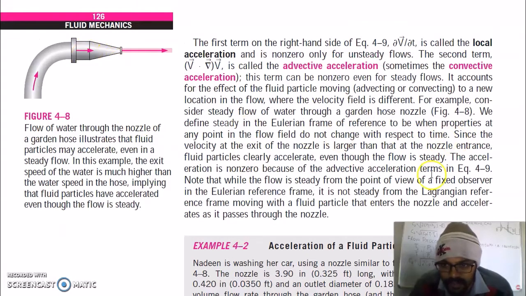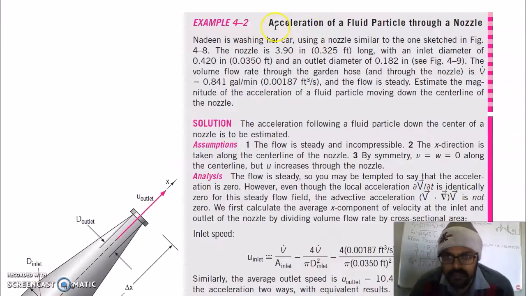Now in this case, since the velocity at the exit of the nozzle is larger than that at the nozzle entrance, fluid particles clearly accelerate even though the flow is steady. Note that while the flow is steady from the point of view of a fixed observer in the Eulerian reference frame, it is not steady from the Lagrangian reference frame moving with a fluid particle that enters the nozzle and accelerates as it passes through the nozzle. Acceleration of a fluid particle through a nozzle.